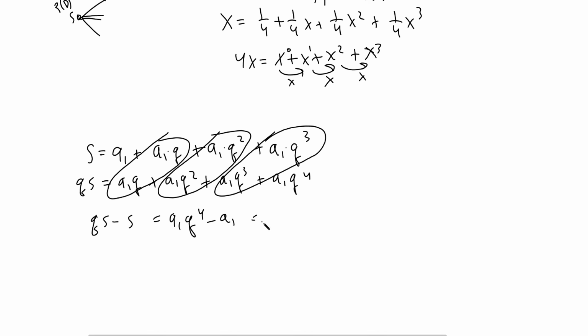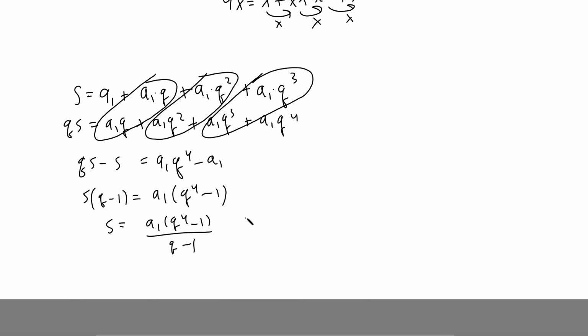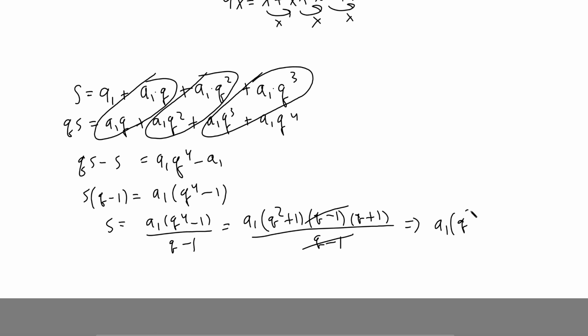If we factor out a1, S times q minus 1 is a1 times q to the 4th minus 1. S is therefore equal to a1 times q to the 4th minus 1 divided by q minus 1. We can now plug in the appropriate variables for each value. But first, let's simplify. This is a1 times q squared plus 1 times q minus 1 times q plus 1, divided by q minus 1.